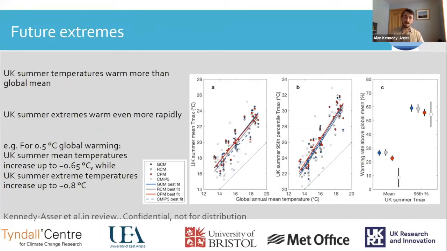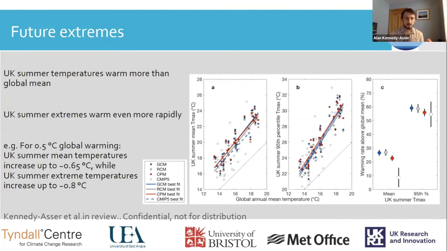So the final part of this heat stress work that we looked at was assessing future extremes. Just thinking about it in terms of temperature for now, we looked at how the UK mean temperature scales with global annual mean temperature. So we looked at this UK summer mean, and we looked at extremes, the 95th percentile of UK summer temperatures. And what we find is that both of those, the summer mean and the summer extremes, warm faster than the global mean on average for all of the different subsets within UKCP18.